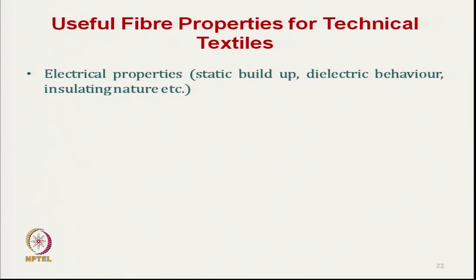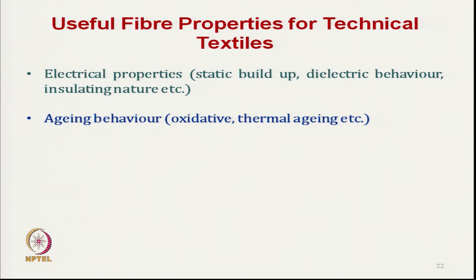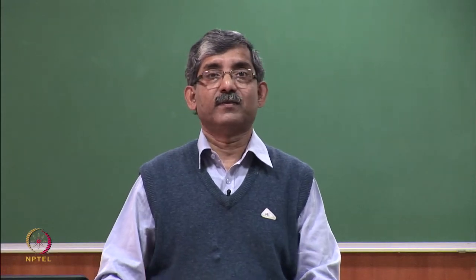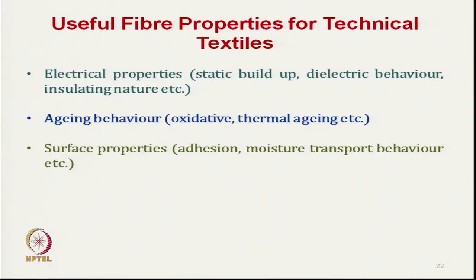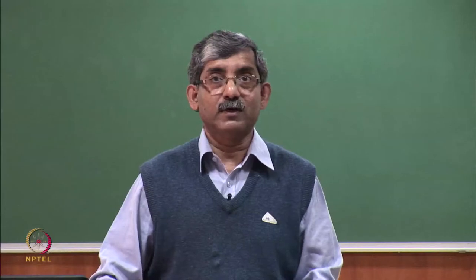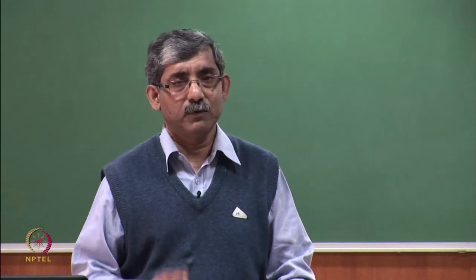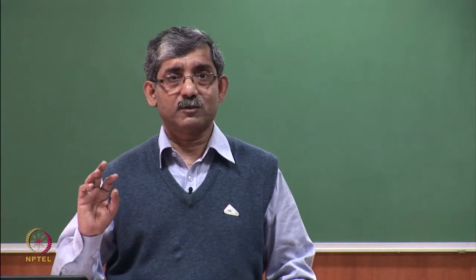Electrical properties are also very important, like static build-up and dielectric behavior. The fiber should have an insulating nature. Aging behavior, oxidative or thermal aging, we must take into consideration. Then surface properties, adhesion, moisture transport behavior, optical properties, and there are various special properties which are required for the fibers to be used for technical textiles. So we must understand and characterize the fiber before we select the particular fiber for a specific application.